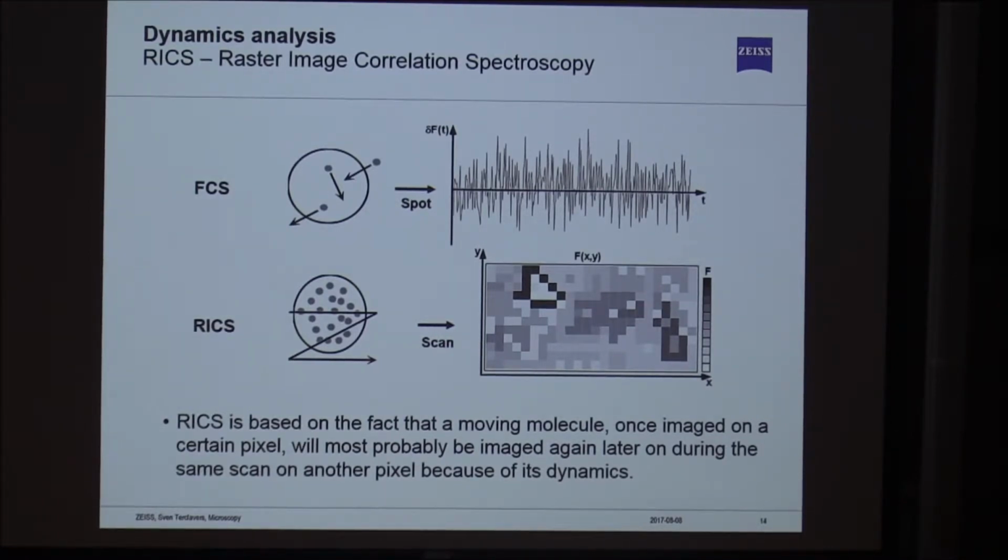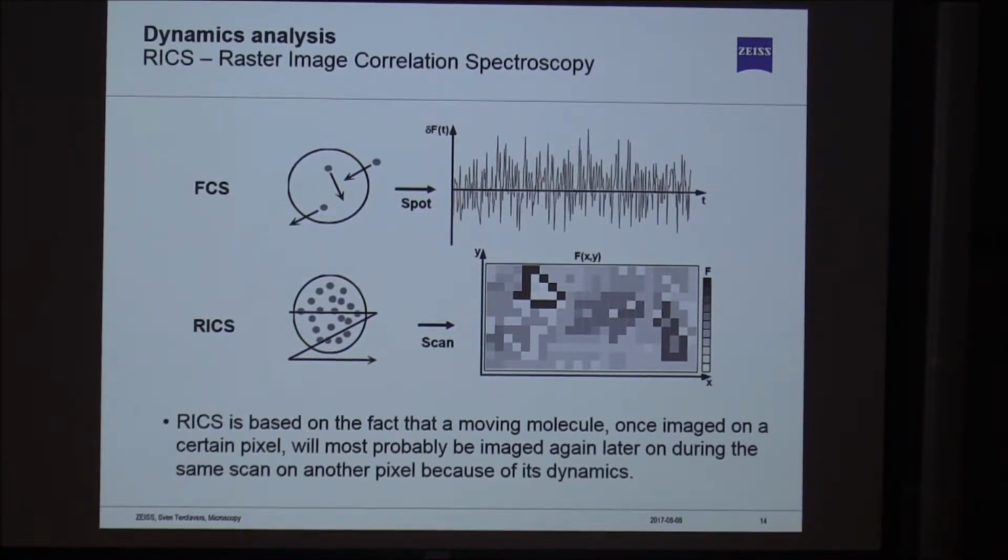Now, the disadvantage of FCS is that you can only measure at one point at a time in the cell. For example, I focus on the nucleus, I measure in the nucleus. Afterwards, I move to the cytoplasm and I have to measure it again in the cytoplasm. And I have to do this a couple of times to actually average the data and minimize the error on the readouts. With raster image correlation spectroscopy, I can actually get this data on a complete scanned image.